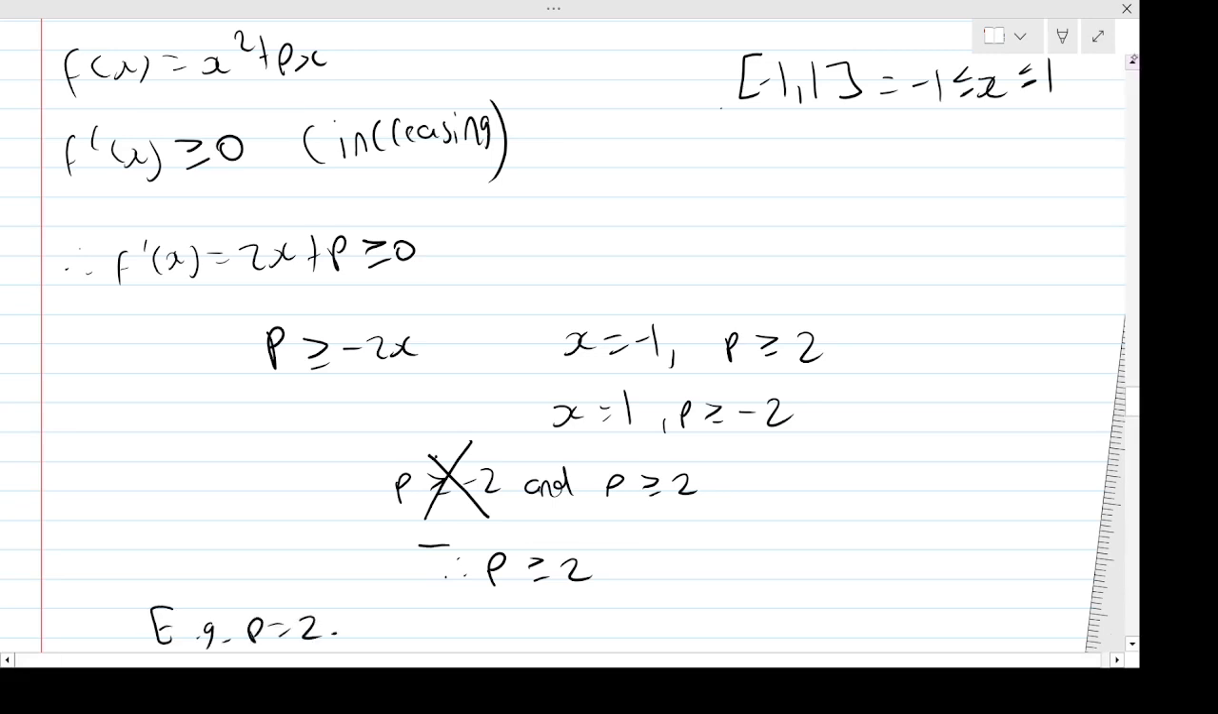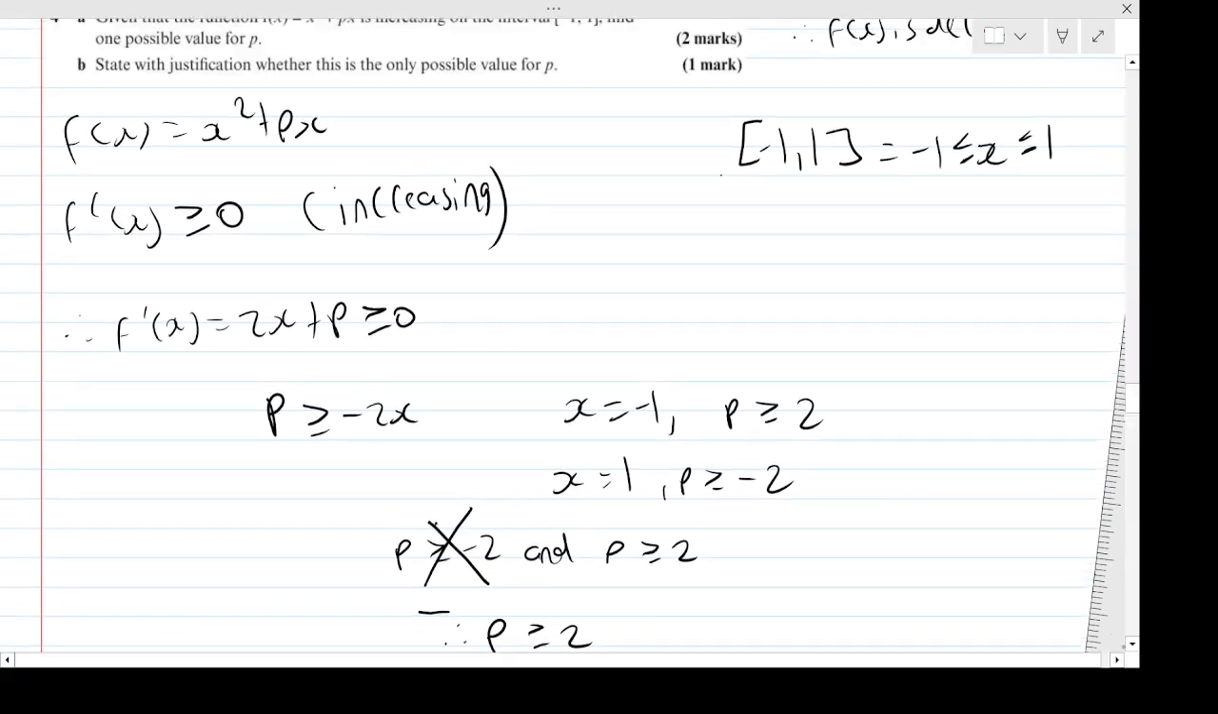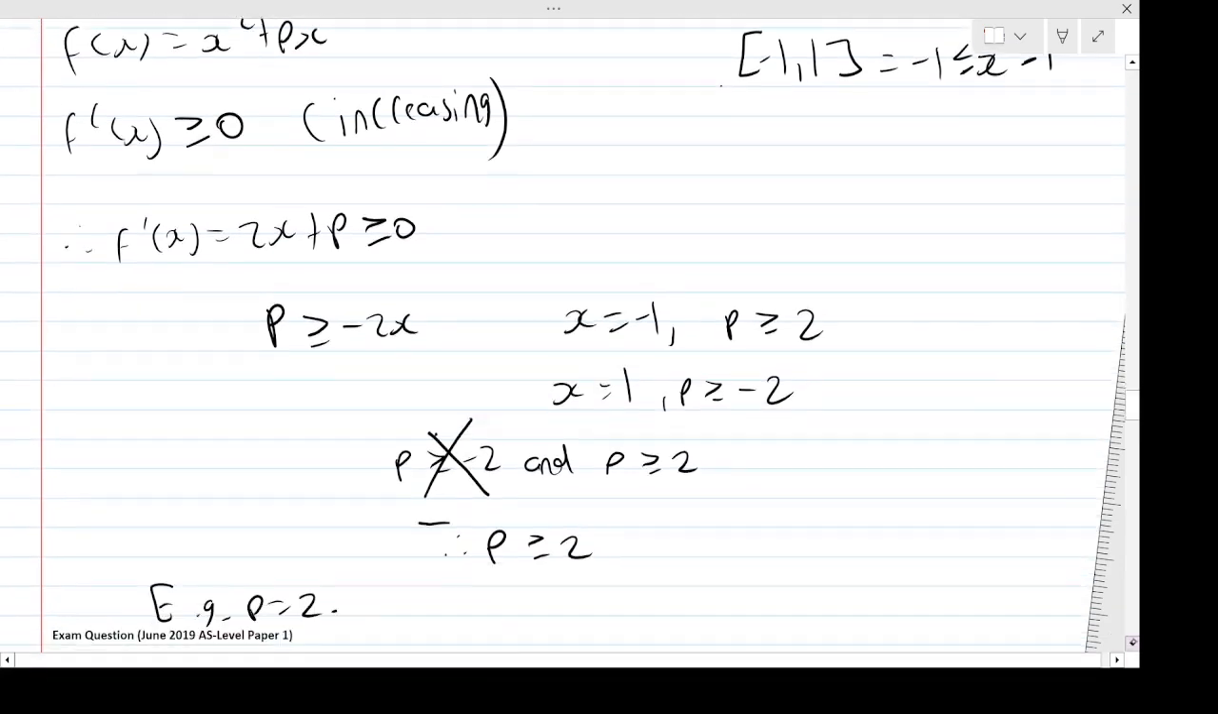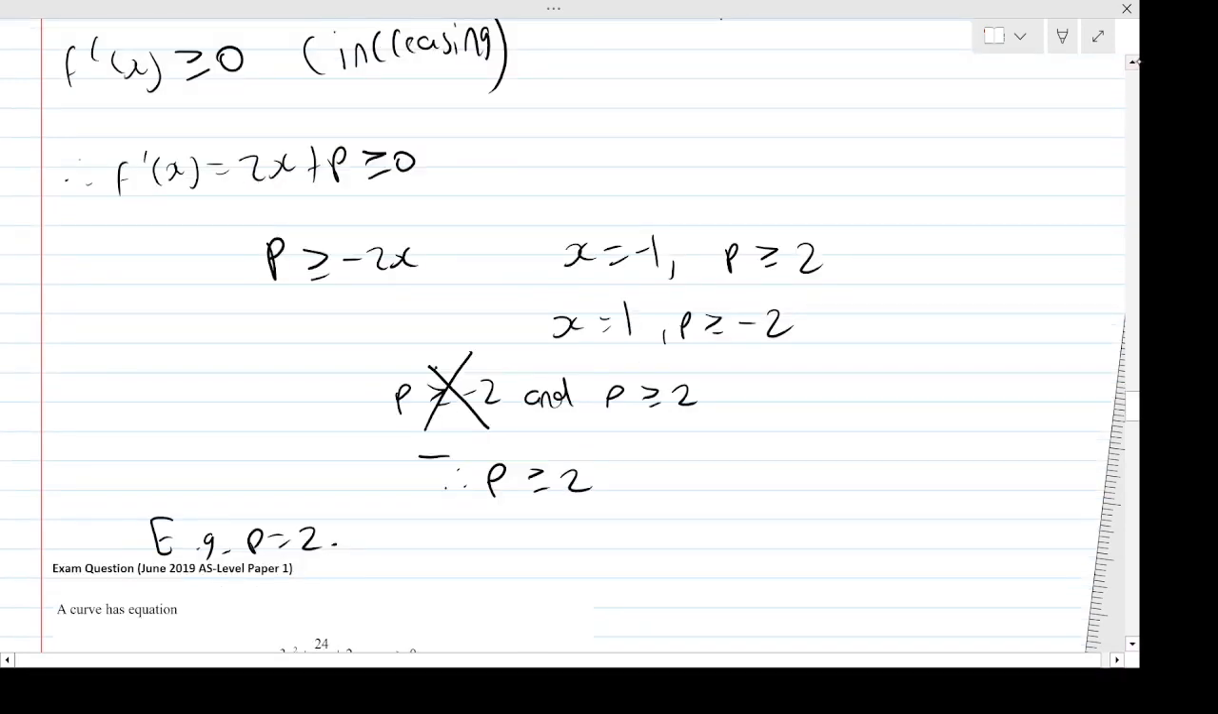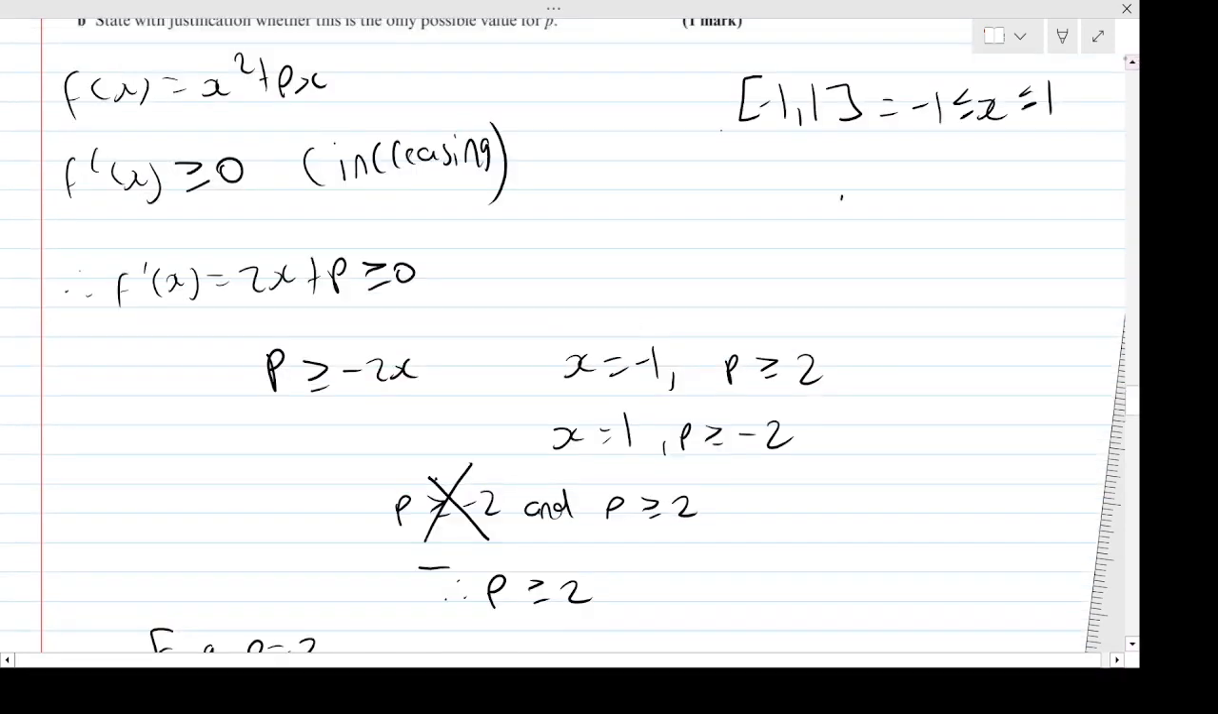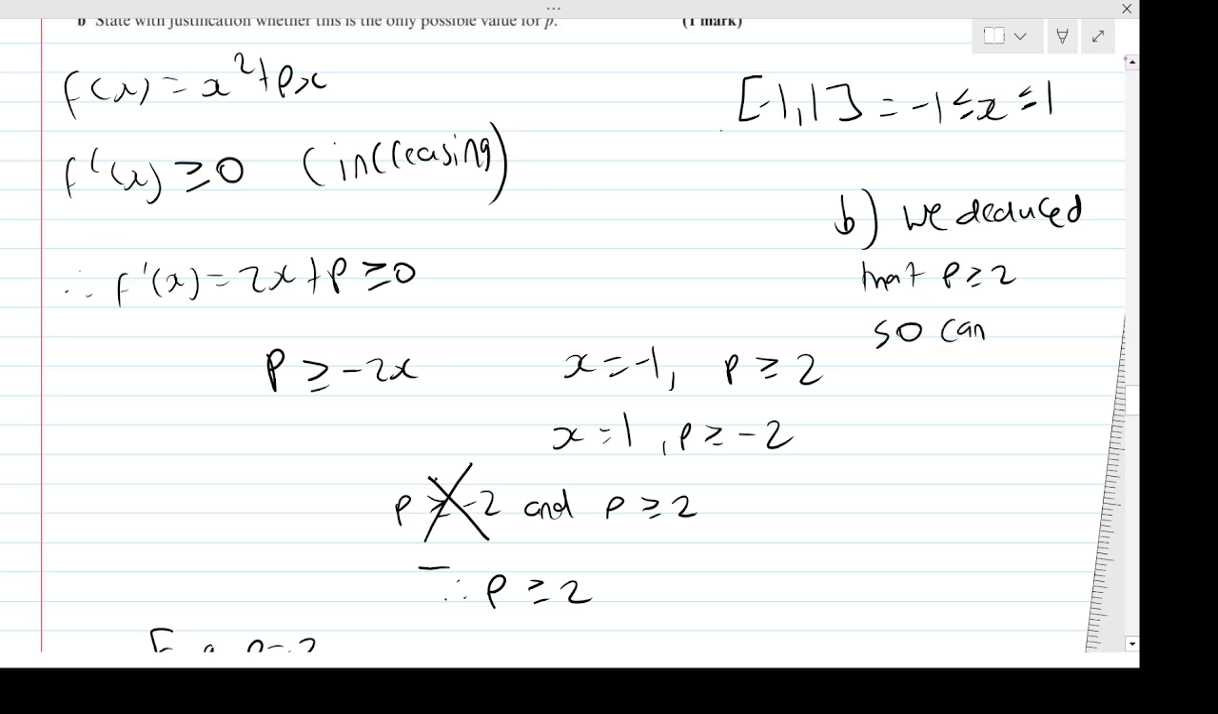Okay. Then part B says, state with justification whether this is the only value of p. Well, we've just seen that there are multiple solutions because p is greater than or equal to 2. So we deduce that p is greater than or equal to 2, so it can take any value greater than or equal to 2.